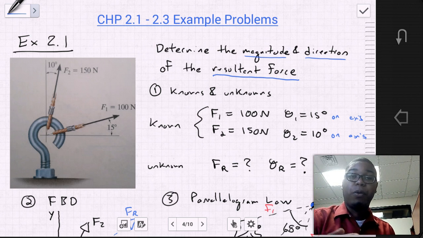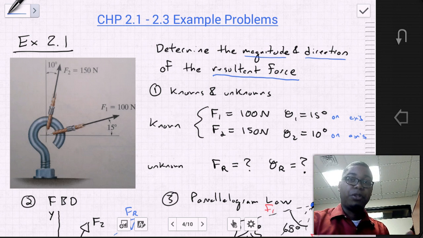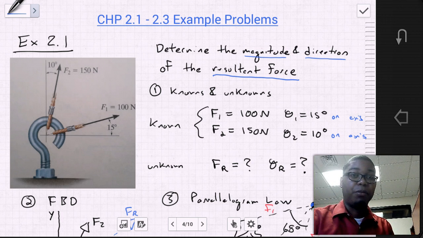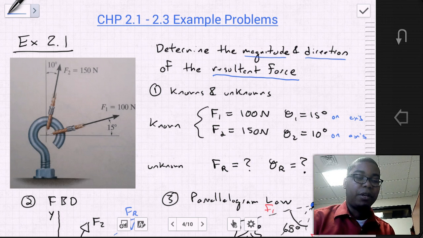Now, if you have watched the lecture video on the theory for 2.1 and 2.3, then you'll know that a method to determine the resultant vector of two force vectors is to use the Parallelogram Law or the triangle rule, and then also use the law of sines and law of cosines. So that is the approach that we're going to take to solving this problem.